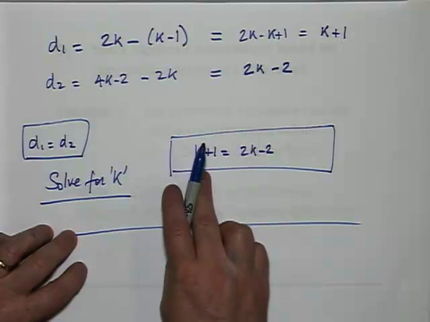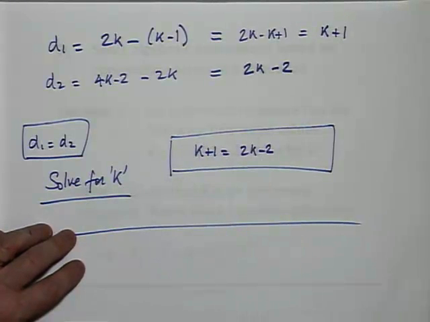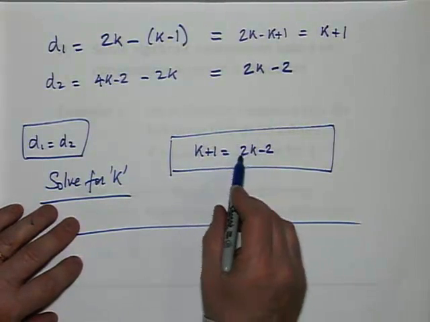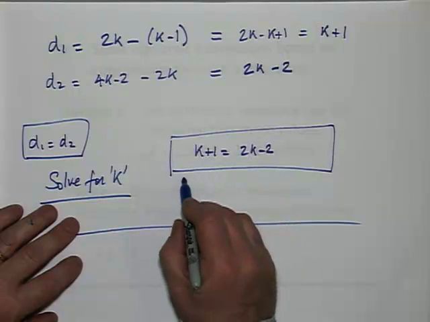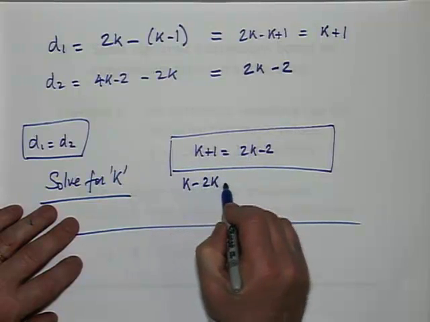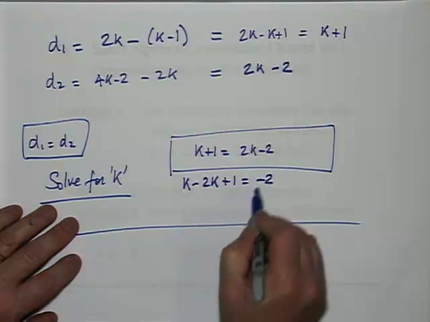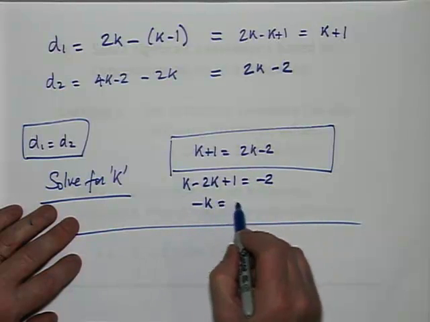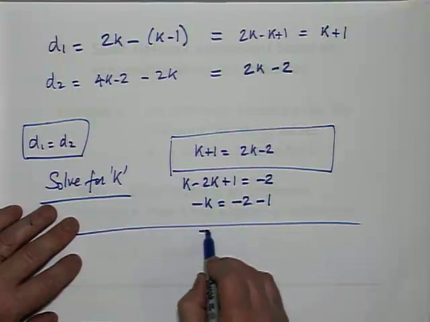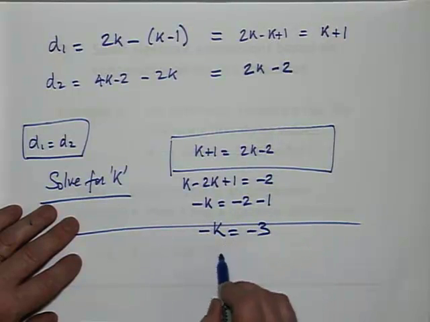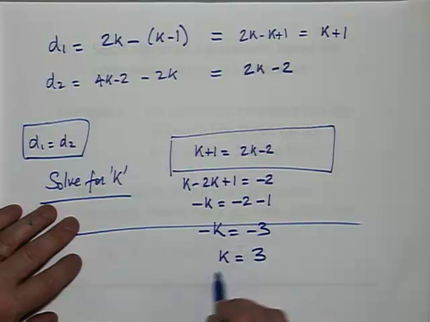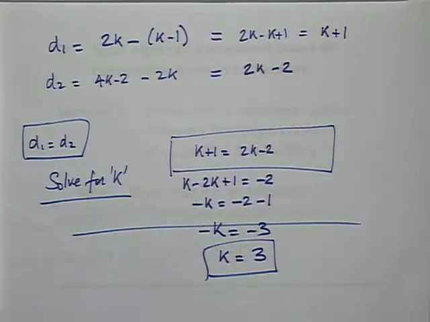We could take k from this side, or we could take the k's over, whatever we wish. We could say, take the two k's over. We said k minus 2k plus 1 is minus 2. Minus k is equal to, taking the 1 over, minus 2 minus 1. Minus k is minus 3. K is equal to 3. We've actually solved for k.